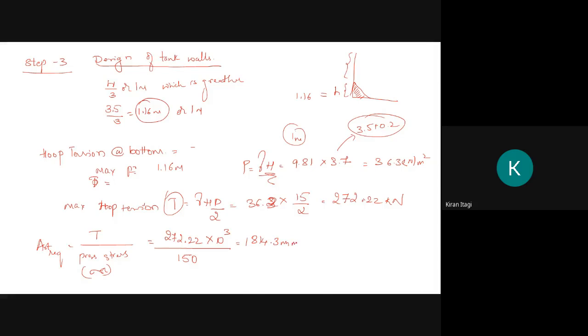1814.3 mm square. Okay, so we have got the AST. Now we have to determine the AST minimum. First, we will check whether AST minimum is greater than or lesser than the required one. This will be given by 0.3% of gross area, which is nothing but 0.3 upon 100 into 1000 into thickness. How much have we taken? We have taken 200. Therefore, minimum AST we have got is 600 mm square. This is minimum AST and this is the required AST. So we will go for this one.